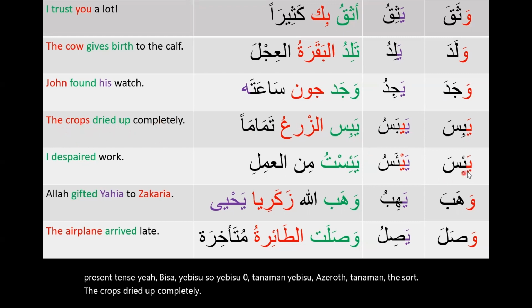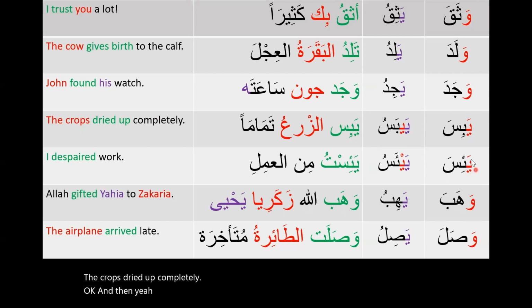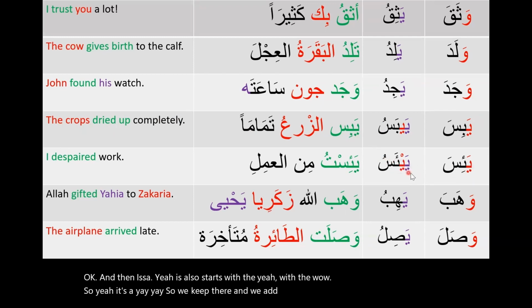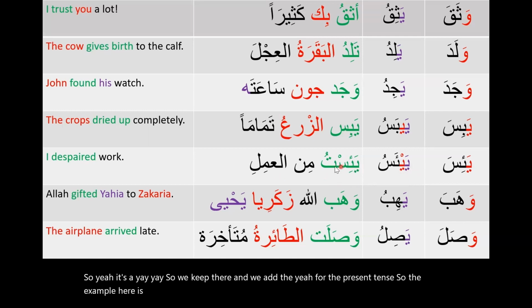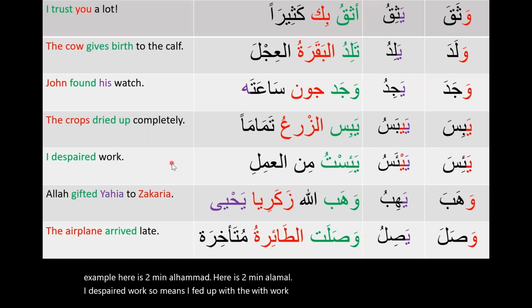Okay, and then يئس also starts with the ya, not with the waw. So يئس, ييأس. We keep the ya and we add the ya for the present tense. The example here, يئست من العمل. I despaired of work. So it means I'm fed up with work. You know, I just can't do it.